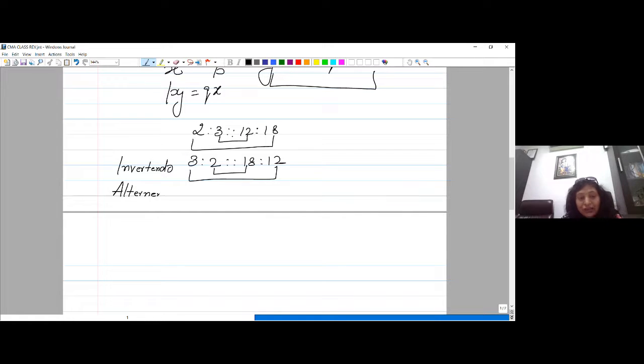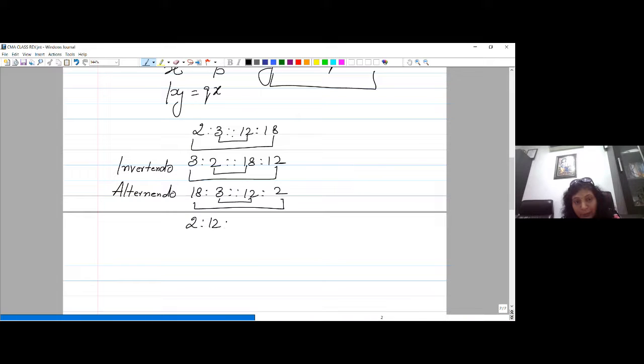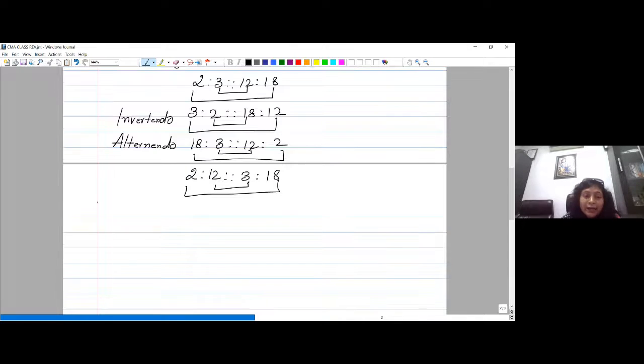Alternating extreme or mean items. So if I say 18 is to 3 is in proportion to 12 is to 2, then 12 3s are 36, 18 2s are 36. And if I say 2 is to 12 in proportion to 3 is to 18, again 12 3s are 36, 18 2s are 36. This is invertendo and alternando.